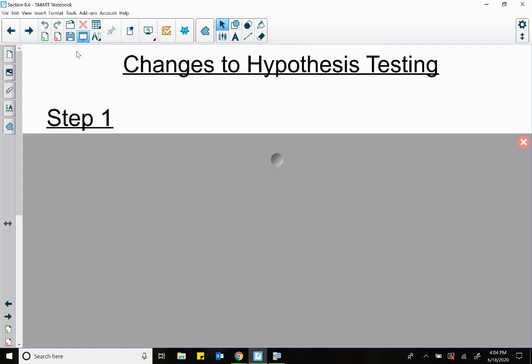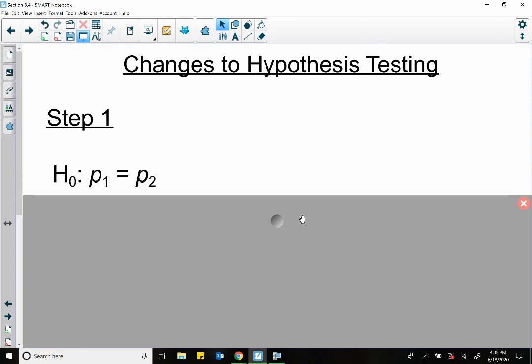So again, in here we are changing up the hypothesis testing just a smidge, and we are dealing with two populations, okay? Not one, but two. So in step 1, when we are stating the hypotheses, things are going to look a little different. For your null hypothesis, you're going to say population 1 equals population 2, okay? Population 1 equals population 2. And you're not going to have the numbers for these. This is how it looks.